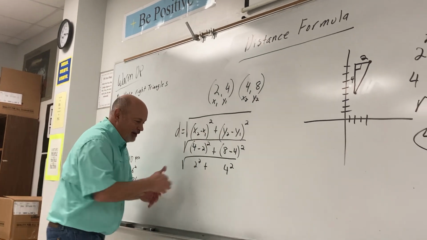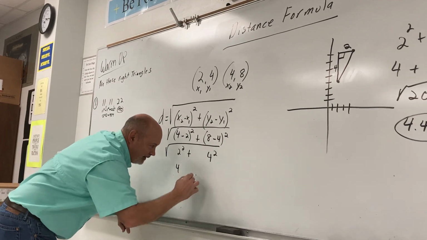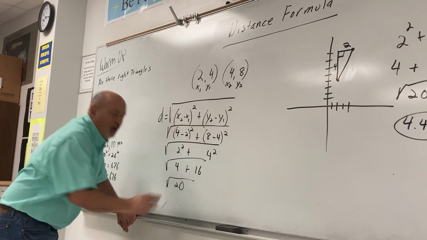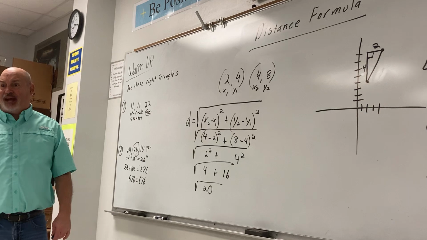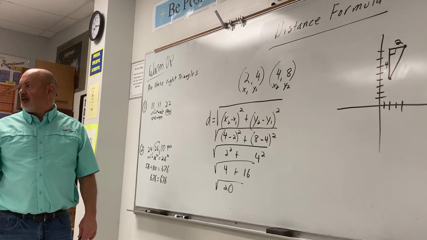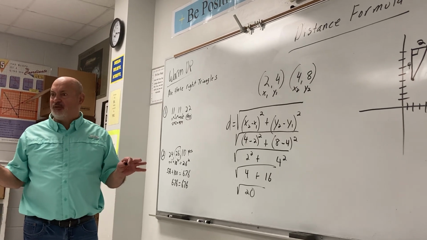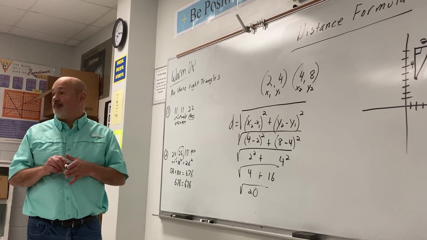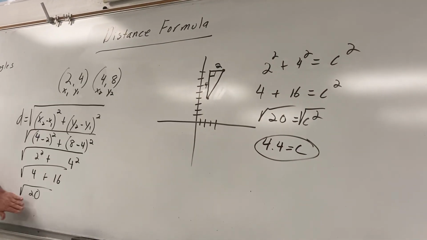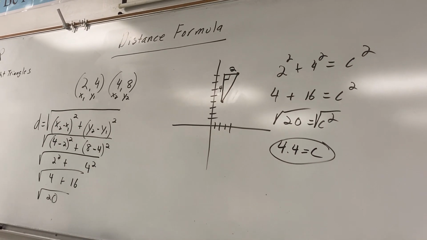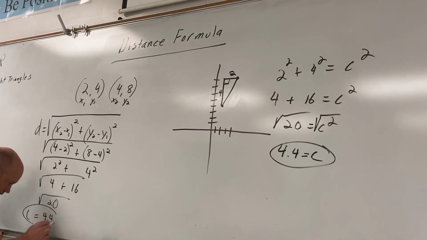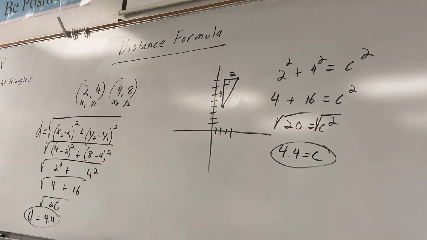And so what's 2 squared? 4. What's 4 squared? 16. What's 4 plus 16? 20. Holy Toledo, it's the exact same thing. Weird. Is there like spooky ghosts in here? No, it's just math. So we would get the exact same answer as we got over there. 4.4, we get 4.4 over here. Or D, the distance equals 4.4.